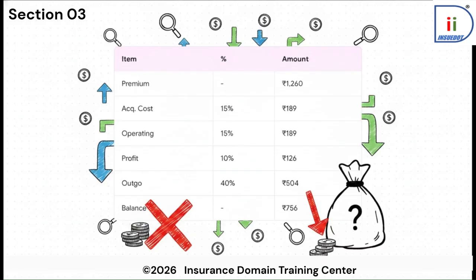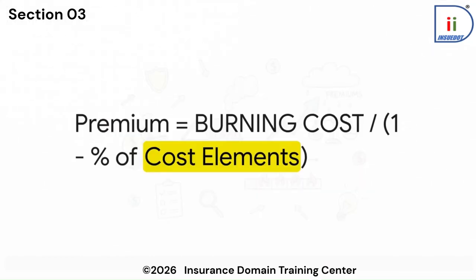Now, if we subtract that 504 from our 1260 premium, we are left with a balance of just 756 rupees. We are dangerously short of the 900 rupees we actually needed to pay claims. Those percentage-based expenses ate right into our crucial base cost. So the crucial point is this. We simply cannot just add the expense percentages on top.